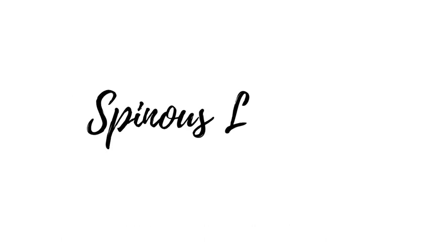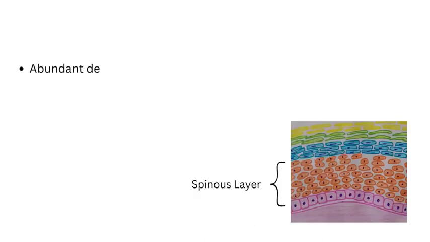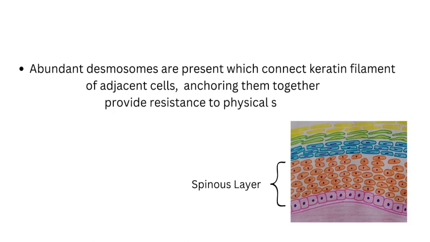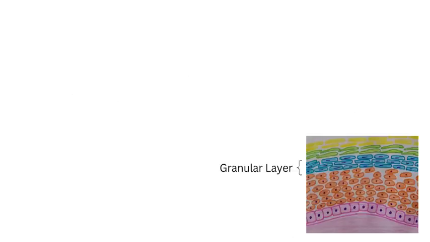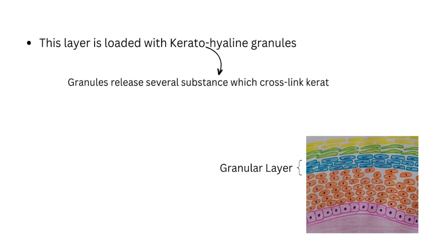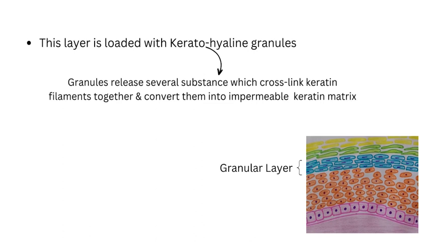The spinous layer is characterized by the presence of abundant desmosomes, which connect keratin filaments of adjacent cells, anchoring them together and providing resistance to physical stress. The granular layer is loaded with keratohyalin granules. These granules release several substances that cross-link keratin filaments together and convert them into an impermeable keratin matrix.